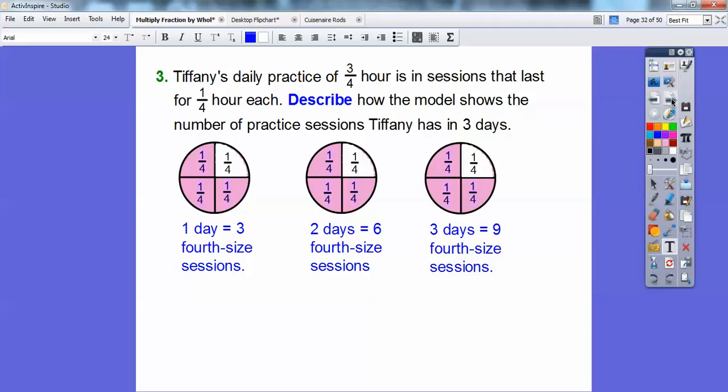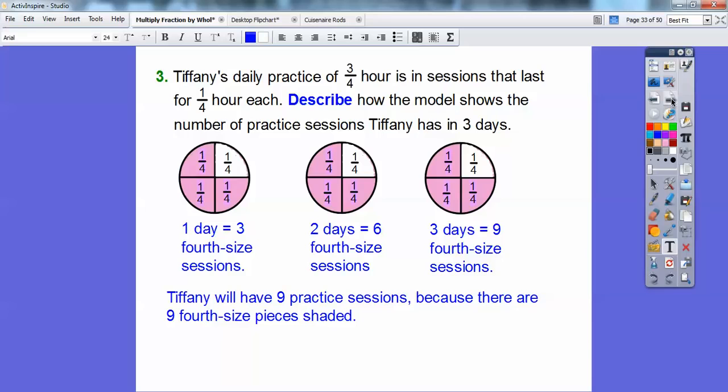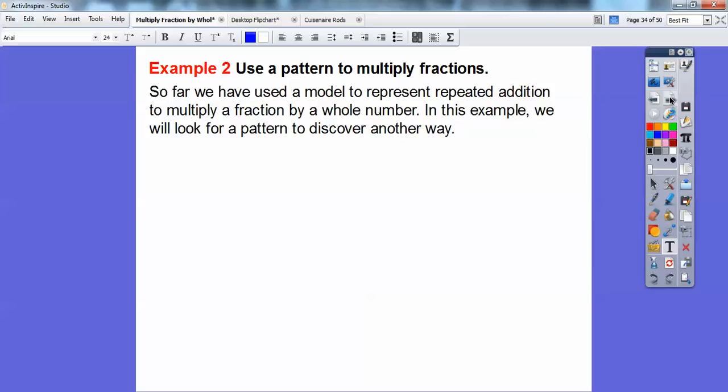Then on the final day, that's going to give her 9 fourth size times that she's practiced, or sessions we called it, so 9 fourth size sessions. So Tiffany will have 9 practice sessions because there are 9 fourth size pieces shaded, okay? So we're just trying to trick you here, you guys. So don't let them get too tricky on you or confuse you too much. I hope that helped. Okay, so here's another example.